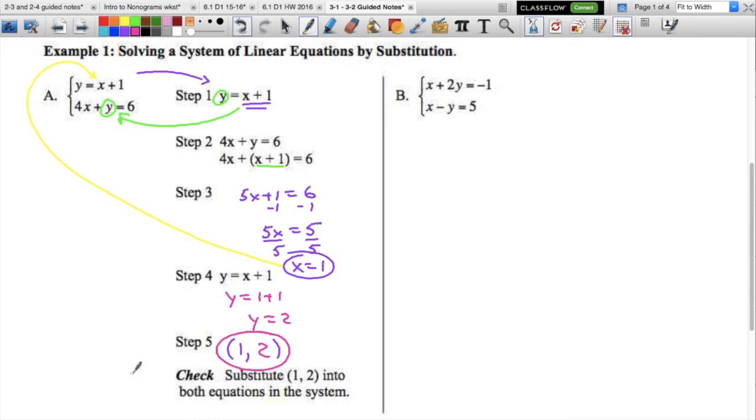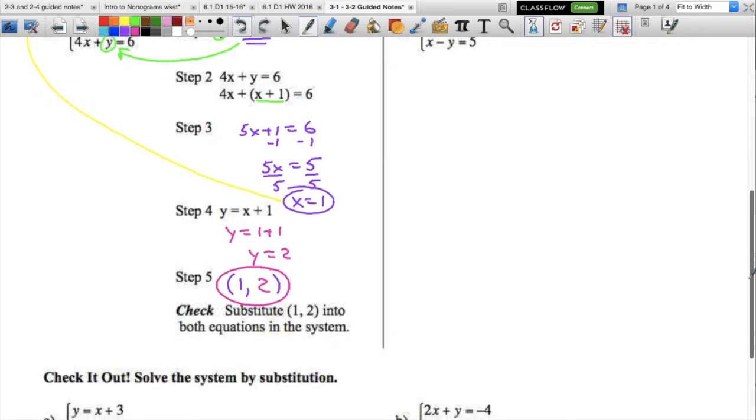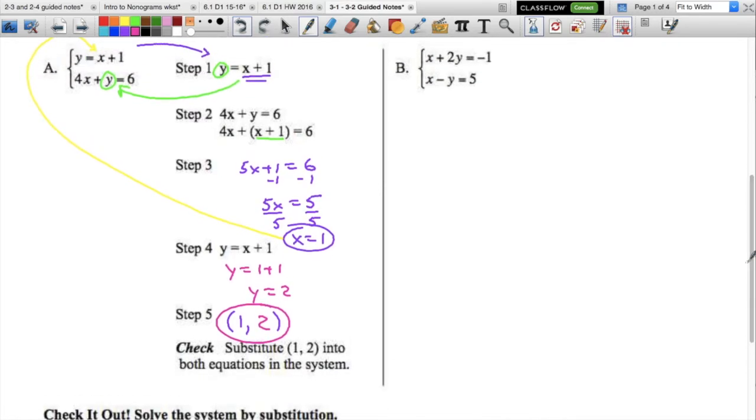Now you can check your answer, obviously, by plugging these points back in. Plug it into both equations. So checking my answer, it looks like this. I got a point. I think the answer is 1, 2. We're wondering if this is the correct answer. We plug it in here. 2 is our y, 1 is our x.